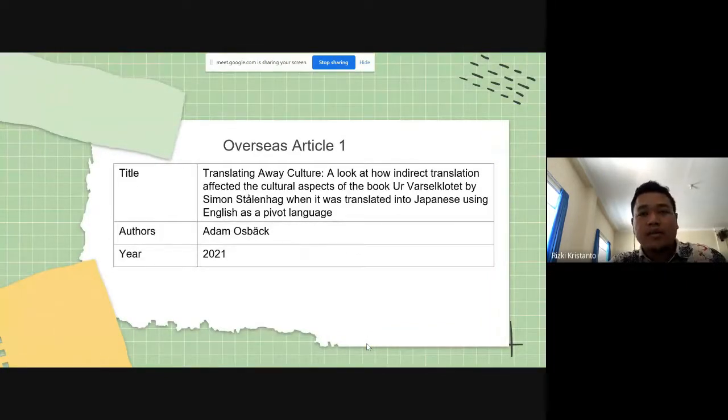Yeah, I think that's all for the Indonesian article that I have already presented to you guys. So the second article is from overseas, from another country. The title is Translating Away Culture, a look at how indirect translation affected the cultural aspects of the book Cyclotid by Simon Stålenhag when it was translated into Japanese using English as a default language. And it was made by Adam Osbach in 2021. Next, please.